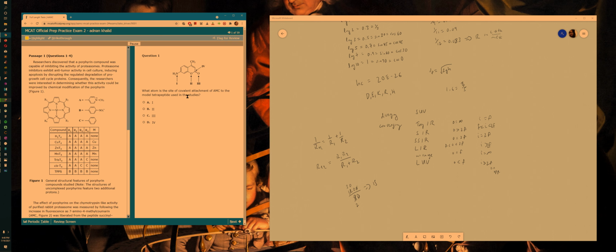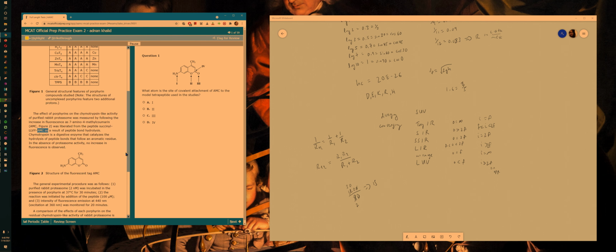So here, which atom is a type of covalent? Okay, so this is how I would answer this, because they're talking about something in the studies. So covalent attachments of AMC, I'm going to look for AMC. AMC right there. So it's this over here. It's a fluorescent tag.